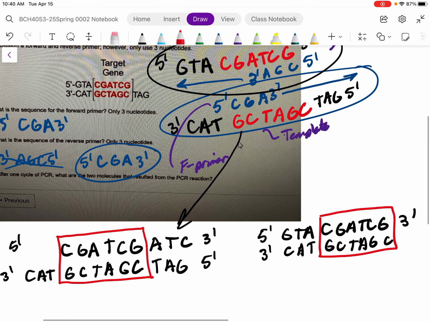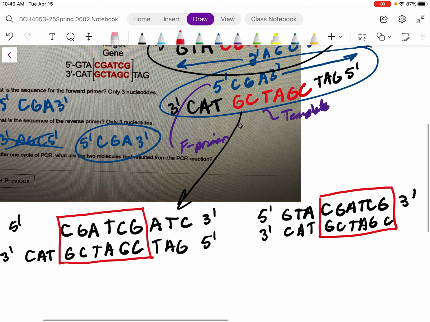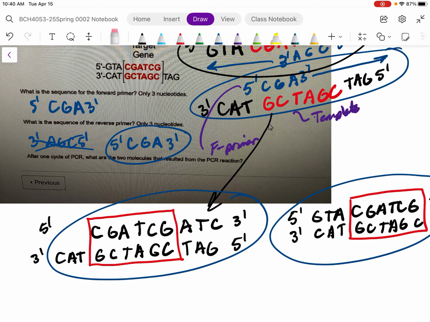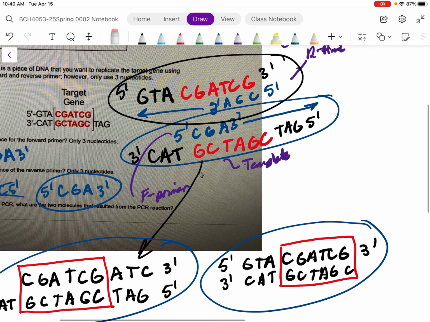Okay. So those are the two molecules that you're going to generate after the first round of PCR. And then if we did a second round of PCR, now you would take these two molecules right here and denature them and anneal the primers and do it all over again. But this problem has only asked us to look at what the molecule looks like after the first round. And so that's what the answer is. I hope you guys find that helpful, and if you have any questions, please let me know.